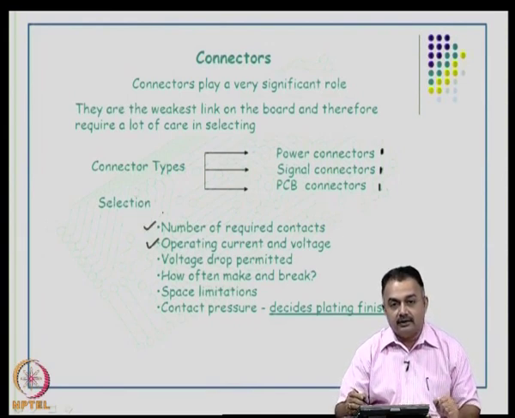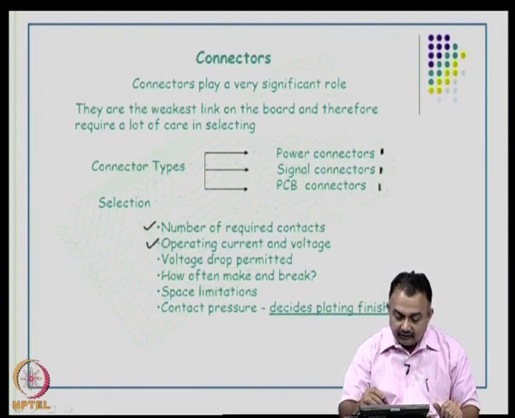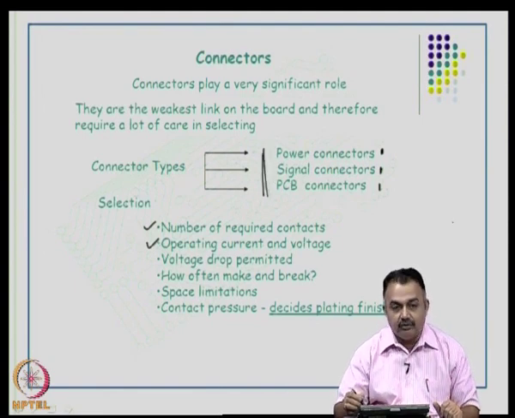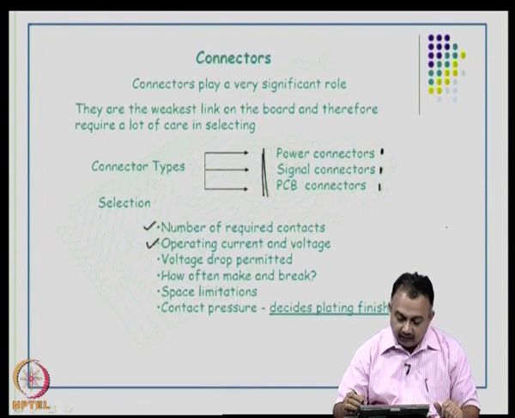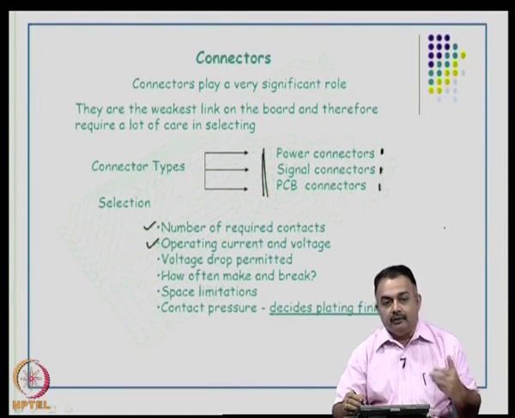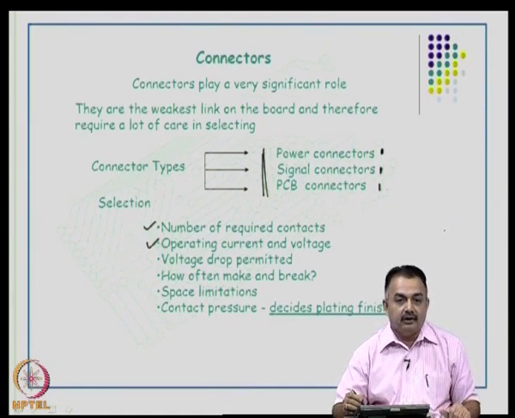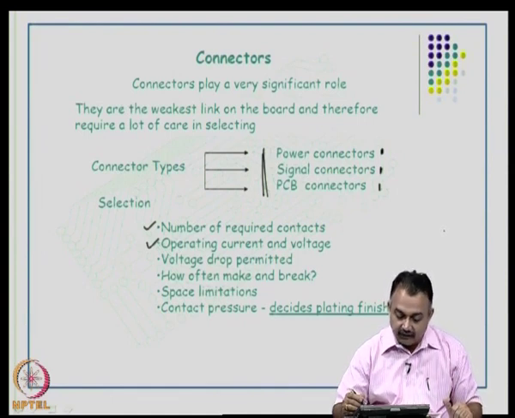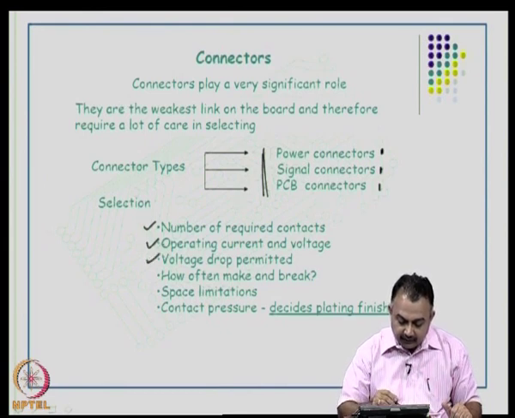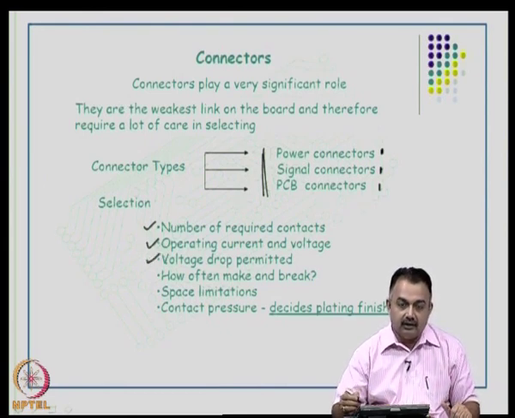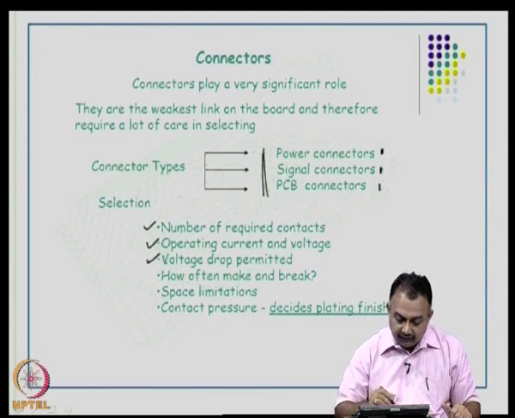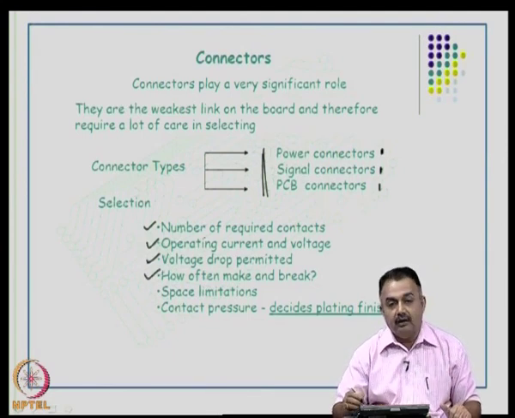So, accordingly, as I said earlier, in the classification of connectors, you will have to choose based on the operating current and voltage requirement, because the type of finish provided on the connectors will be different for each of these classified connectors. What is the voltage drop permitted? Does the material used in this connector allow that? How often are you going to make and break the connection using these connectors?